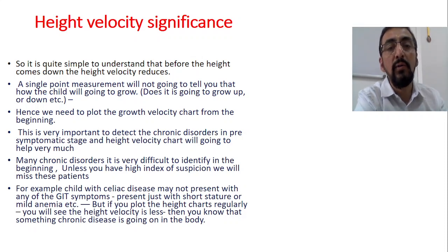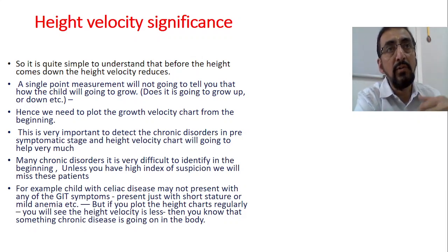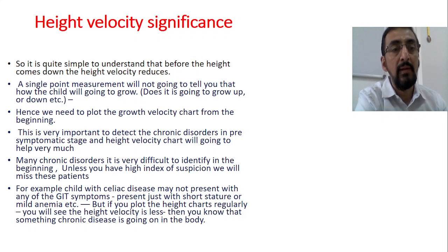So we have to plot the growth velocity chart from the beginning itself. From day one, you have to maintain the growth velocity chart, which includes both height and weight. It is very important to detect chronic disorders in the pre-symptomatic stage, and the height velocity chart will help very much. In future, suppose the child is having some disease which is not showing all its features presently, but it is slowly developing inside the body. It cannot be evidenced by symptoms, and the doctor is not able to catch it. But if you maintain a growth chart and growth velocity, and especially height velocity is coming down drastically and is not going up to the expected growth potential, then you can suspect that something bad is happening inside the body of the baby or child. That is the importance of the growth velocity chart or height velocity chart.